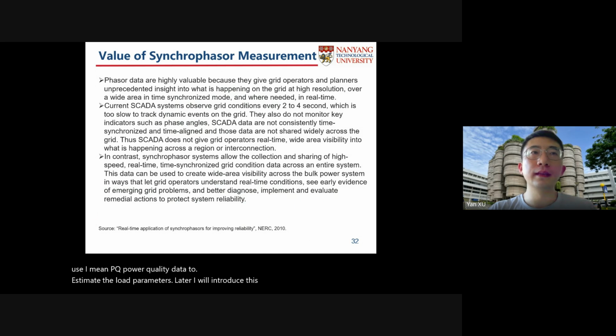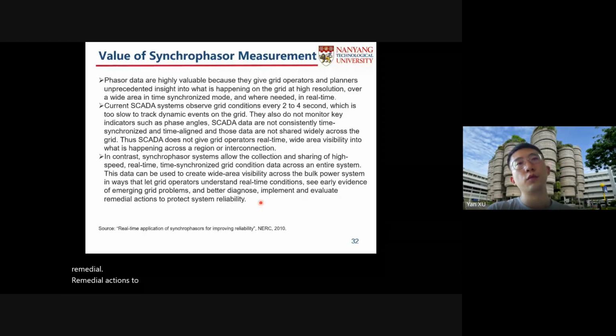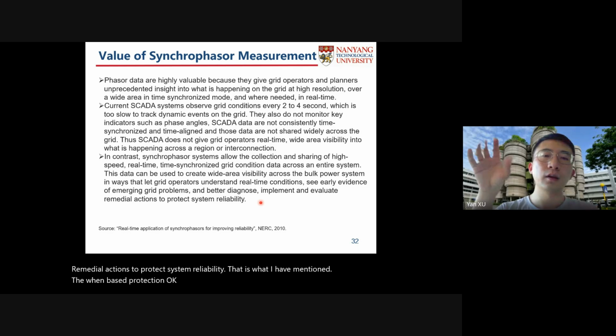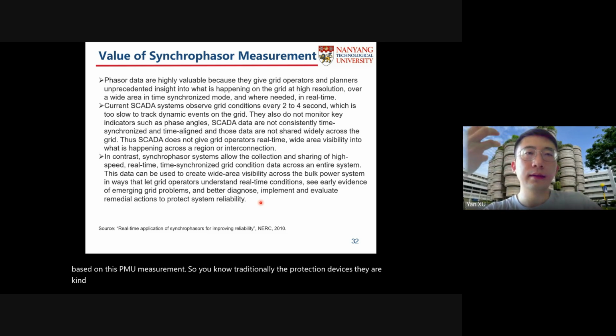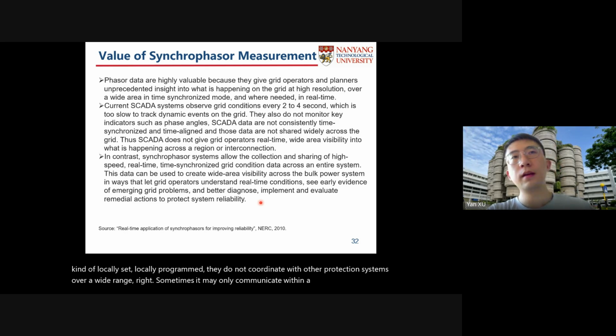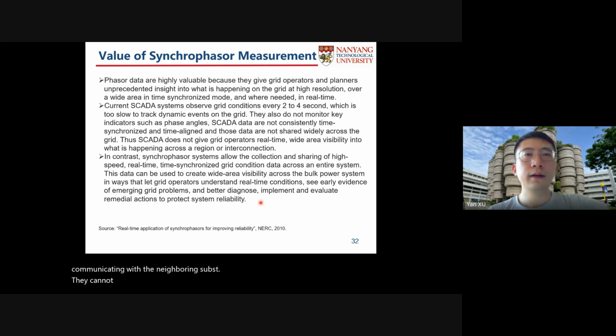Okay, so to implement and evaluate remedial actions to protect system reliability. That is what I have mentioned, the WAN-based protection. The protection system over the entire grid can be based on this PMU measurement. So, traditionally the protection devices are locally set, locally programmed. They do not coordinate with other protection systems over a wide range, right? Sometimes it may only communicate within a substation or with a neighboring substation. They cannot communicate with a very remote substation.